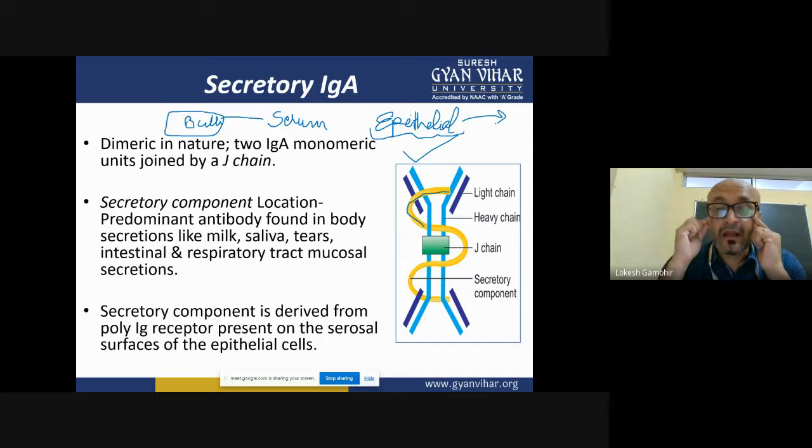So my eye is not filled with B cells, right? So how this particular structure manages to enter inside the epithelial cells, that we should talk about. That is the responsibility of this particular secretory component, which is actually responsible for the secretion. As I said earlier, this is derived from receptors that are present on these cells.